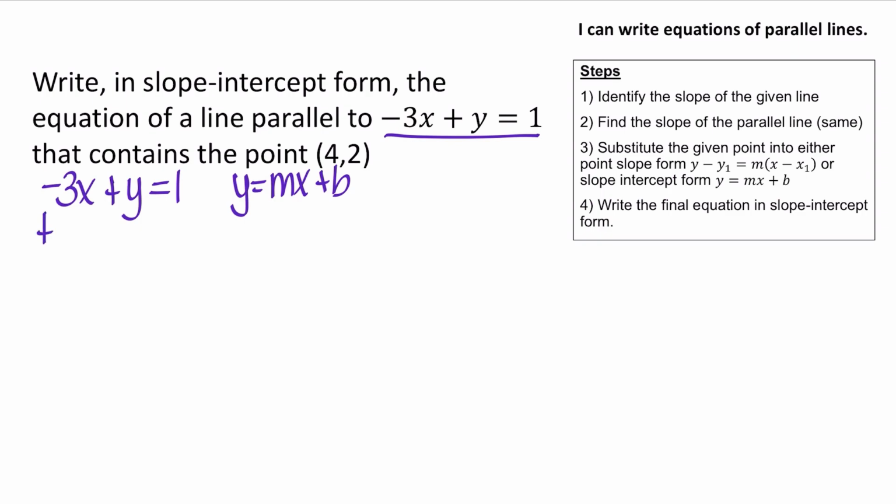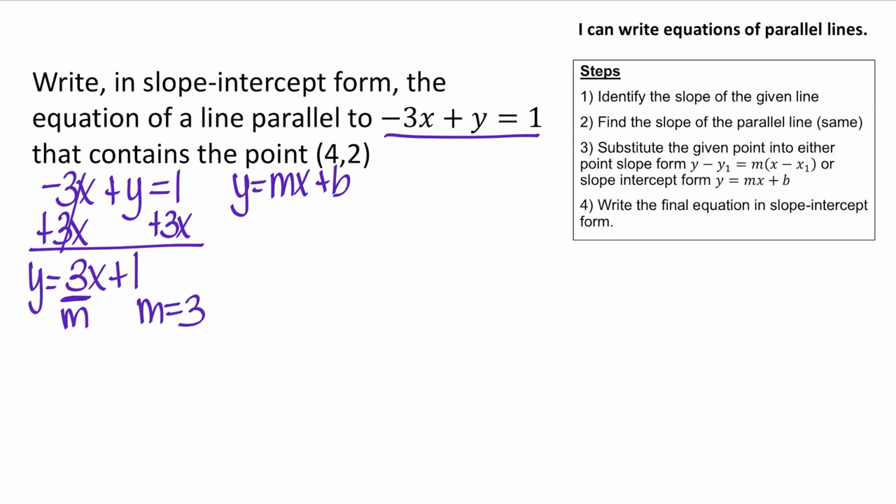So I'm going to actually add 3x to both sides. And when I do that, I get y equals 3x plus 1. Now I can look at this equation and tell you that the value of m is 3, right? So I have m equals 3. So in this problem, I'm just going to choose my preferred method of doing this. I actually prefer to do them using method 1, which is slope-intercept form.